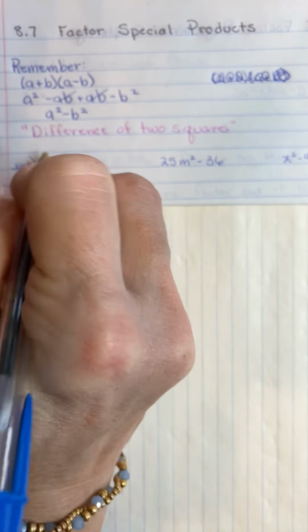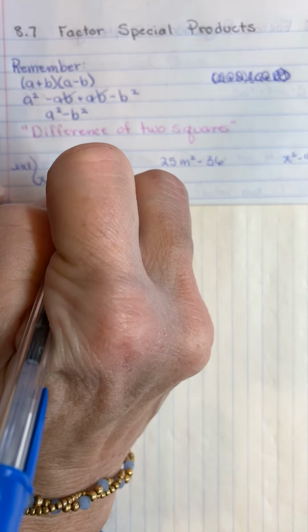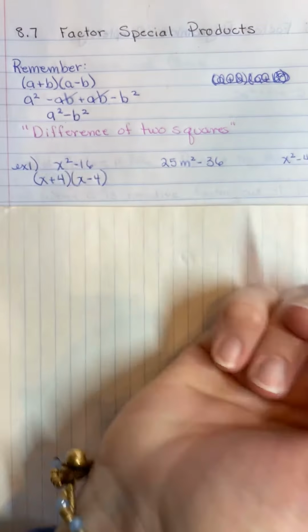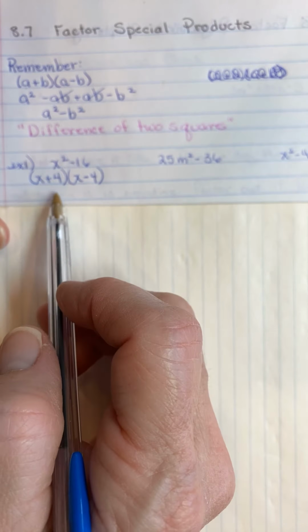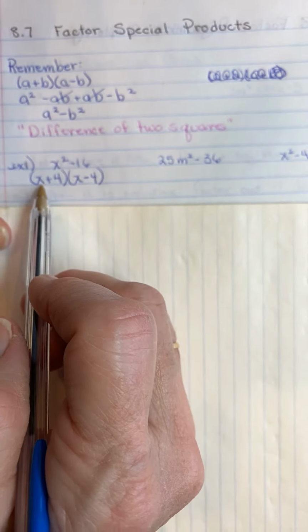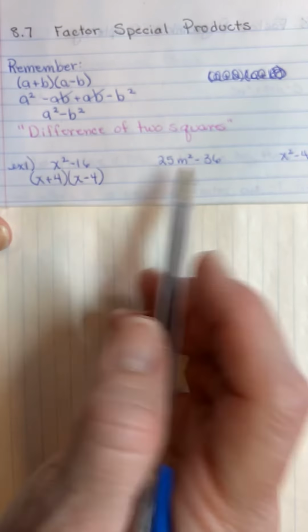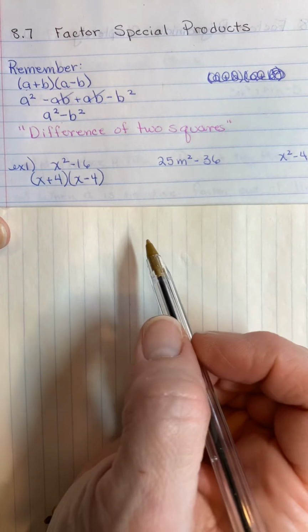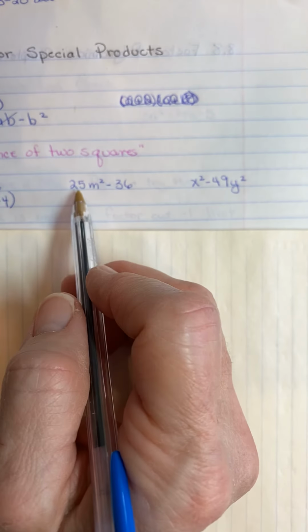is going to be the square root of x squared, which is x and x. One's a plus, one's a minus. And then the square root of 16, which would be 4 and 4. And if you're not truly convinced, you always can, after you factor, FOIL this back and see, do I get back to my original expression, polynomial? And you will.